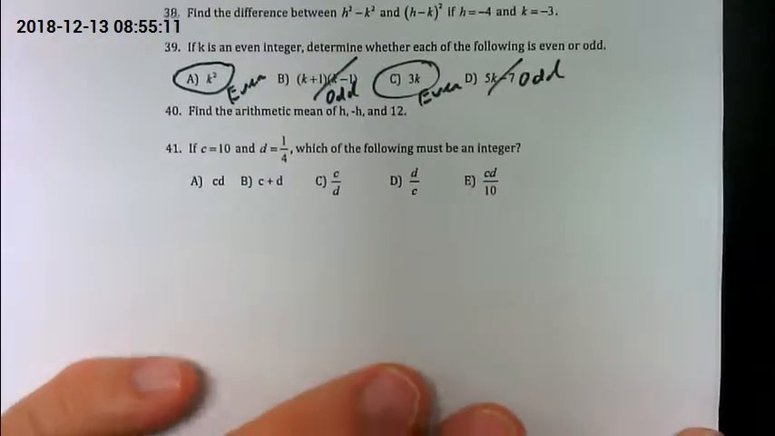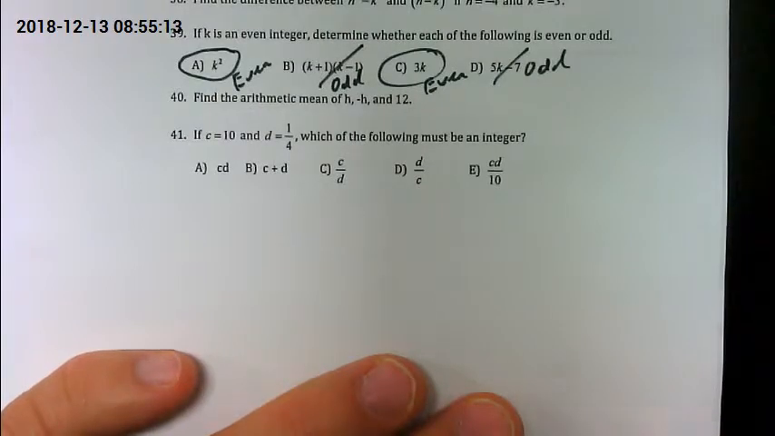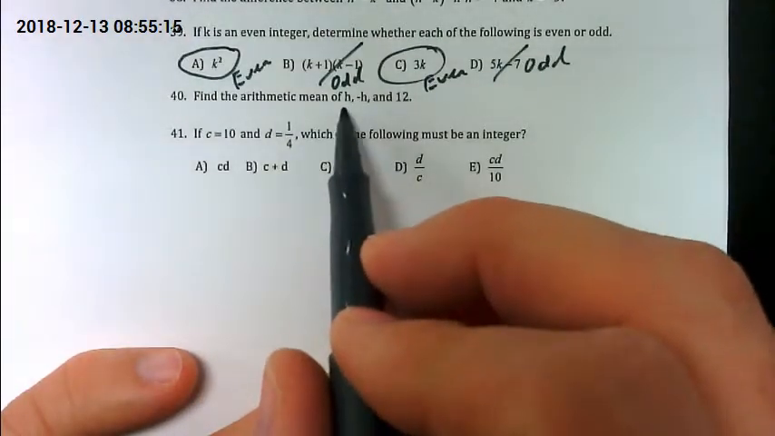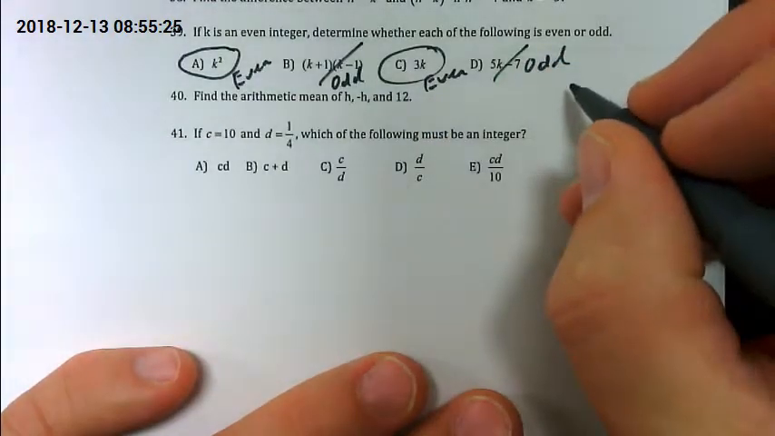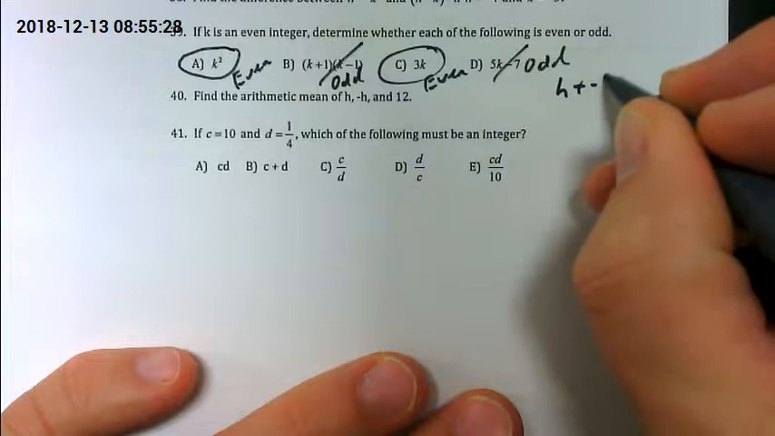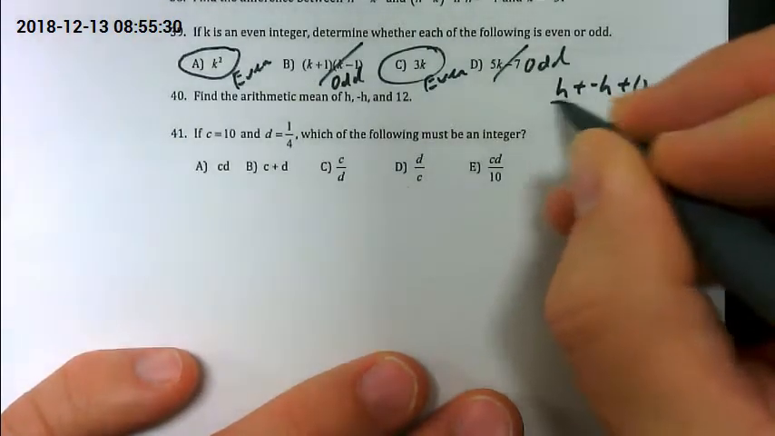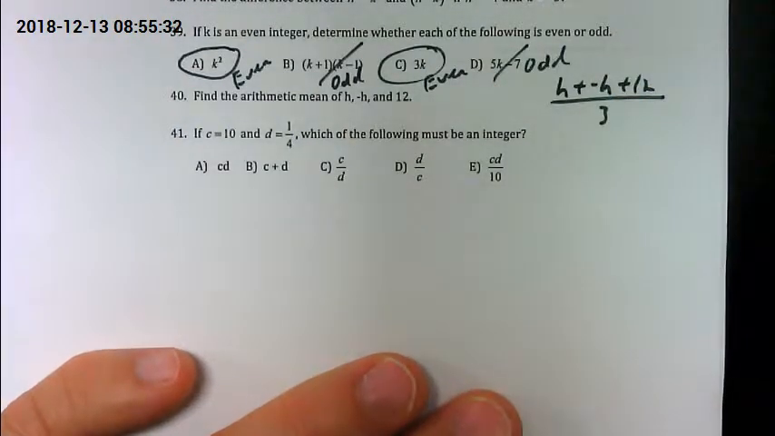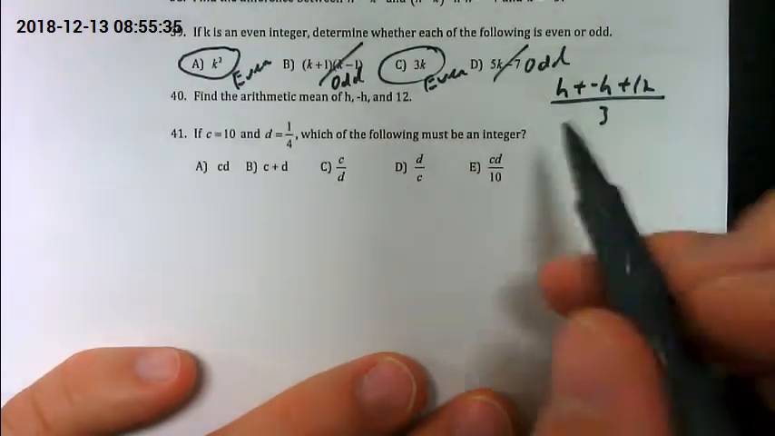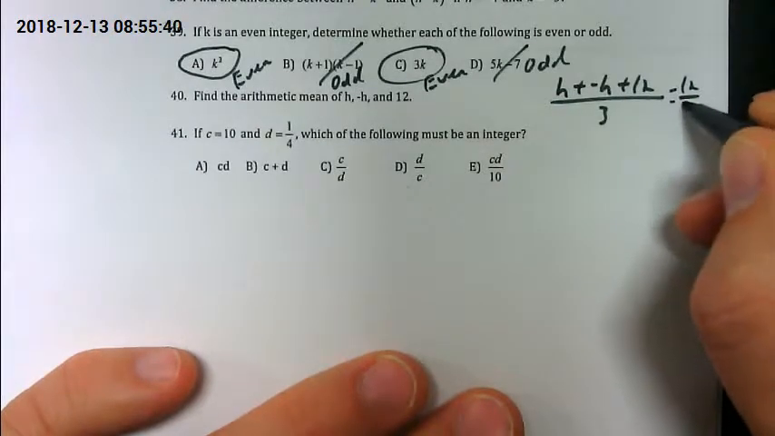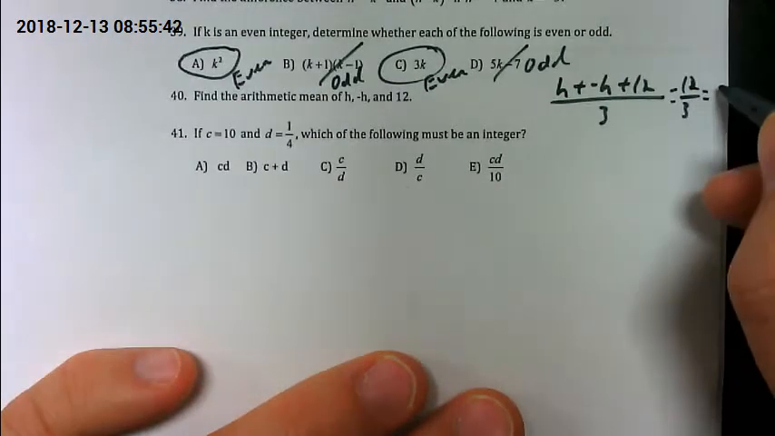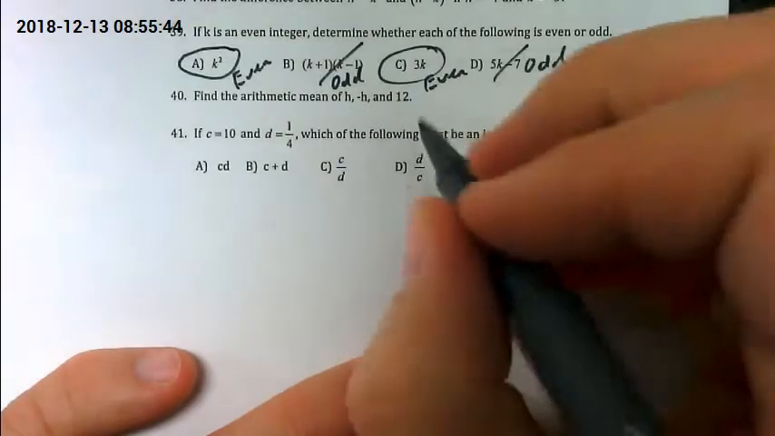All right, on number 40, find the arithmetic mean of h, negative h, and 12. Again, arithmetic mean is the same thing as saying an average, right? That's what mean was. It's an average. So we're averaging these. So we have h plus negative h plus 12 over 3. At first glance, it looks like a really hard problem. However, h and negative h cancel out. So that just gives us 12 over 3. Well, 12 divided by 3 is 4. That's our answer.